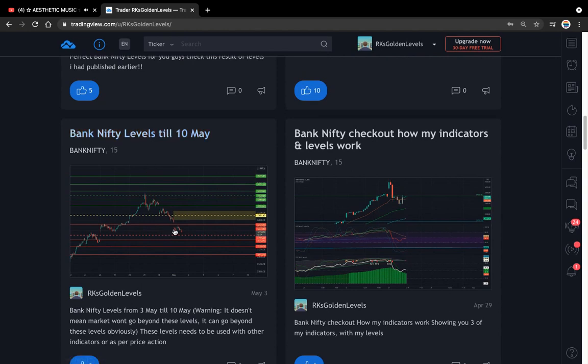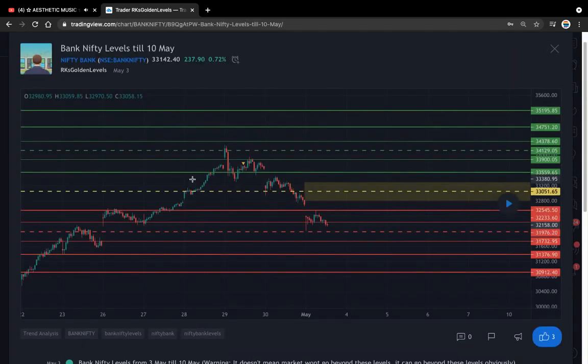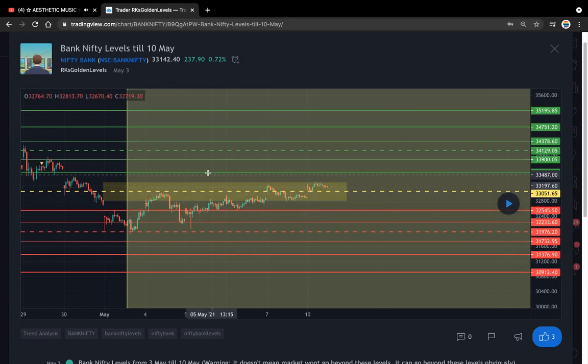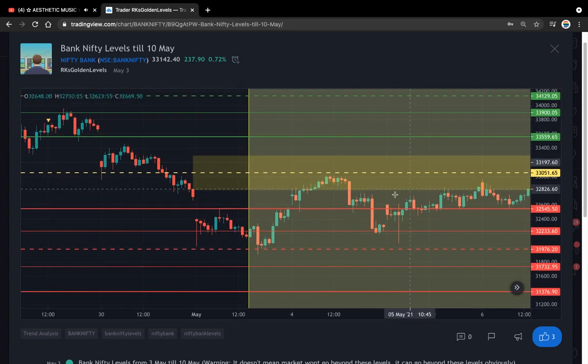So just check these Bank Nifty levels that we published on 3 May, which were valid for 10th of May. Once you click it, you have to click over here, so all the later candles will come. Just click on load new bars. As you can see, this is a 15-minute chart. We had published these levels on this 3rd of May.